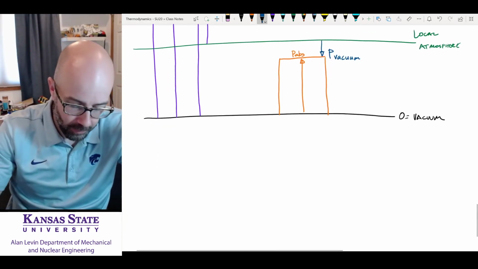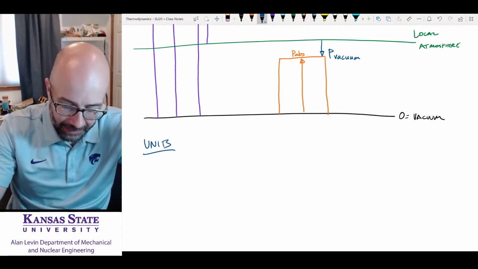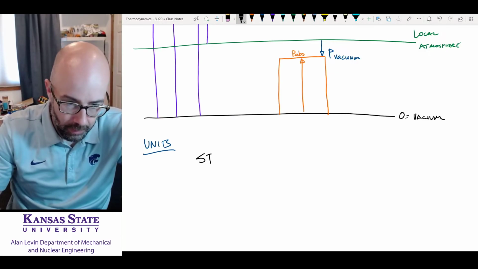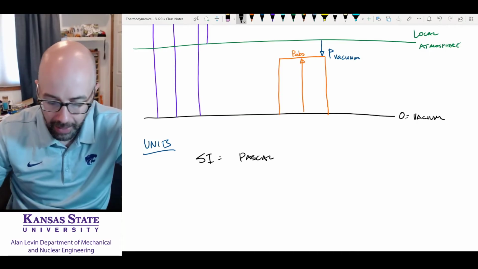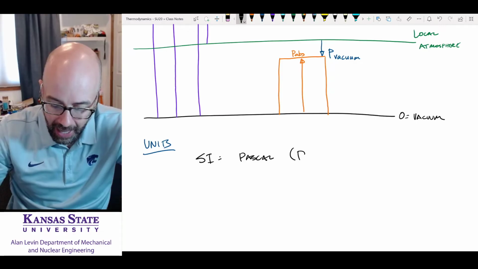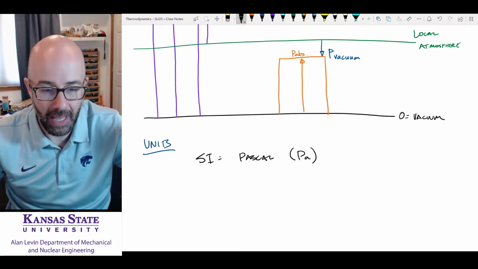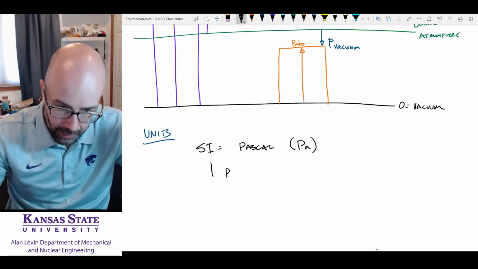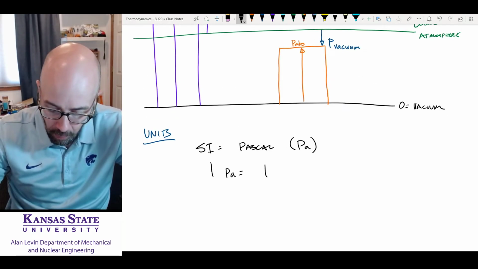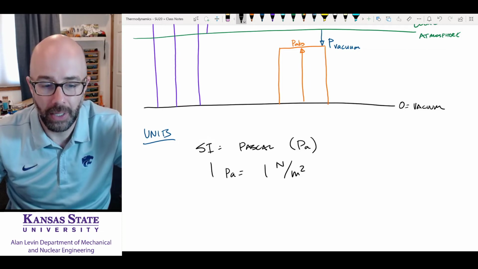So our units. In SI, we're dealing with something called the Pascal. Pascal is going to be Pa. Pascal is named after a person, so it's capitalized, Pa. And so 1 Pascal is going to be equal to force, 1 Newton per area, meter squared. 1 Pascal is 1 Newton per meter squared.